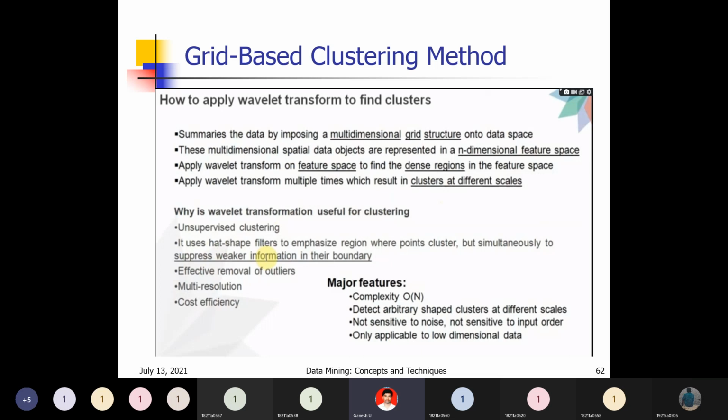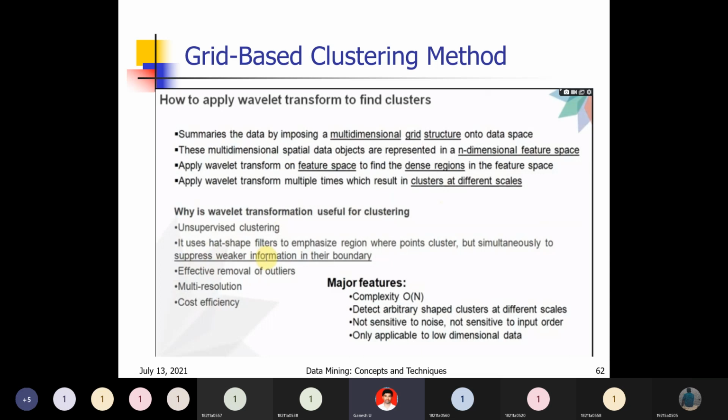Apply wavelet transform multiple times. You are applying the wavelet transform multiple times, which results in clusters at different scales. Each time you will get different clusters. If you apply the wavelet transform the first time, you may get clusters of 10 points, 10 points in one cluster, like that. Sometimes we get 11, 9 points like that. At another time you get 8 points, 9 points. Different clusters you will get.